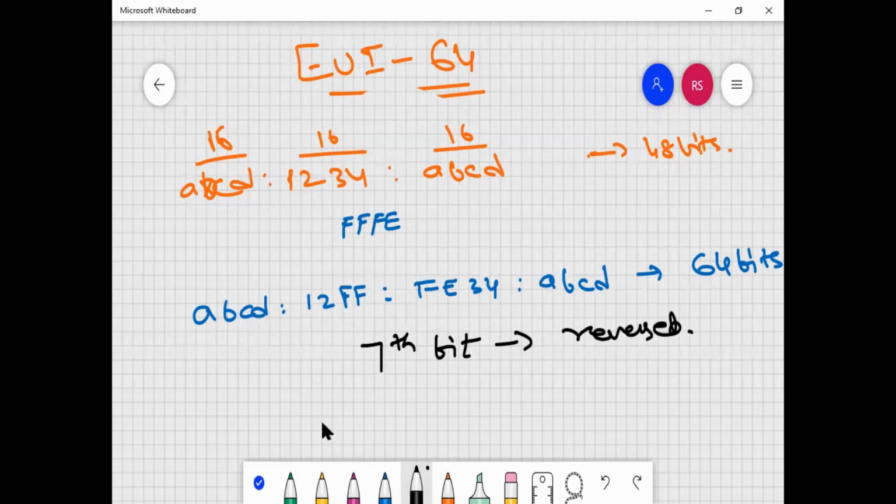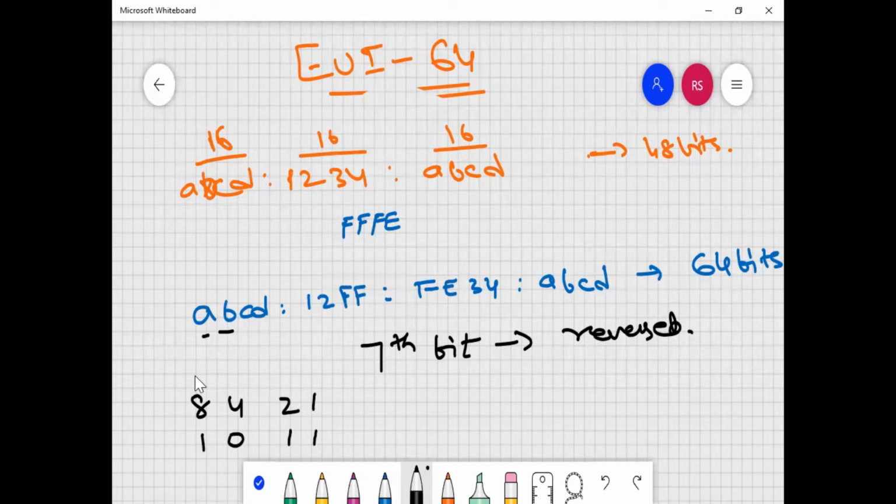7th bit. 7th bit. 1, 2, 3. So it is 4 plus 4, 7. So B means 11. 8, 4, 2, 1. B is 11: 1, 0, 1, 1.